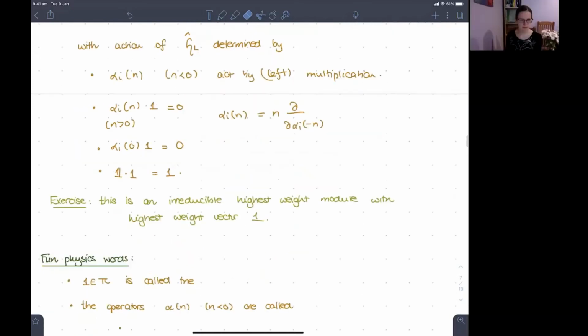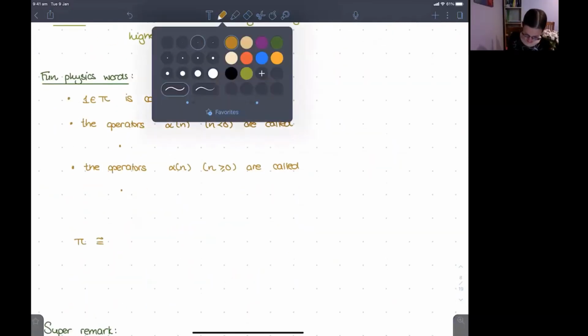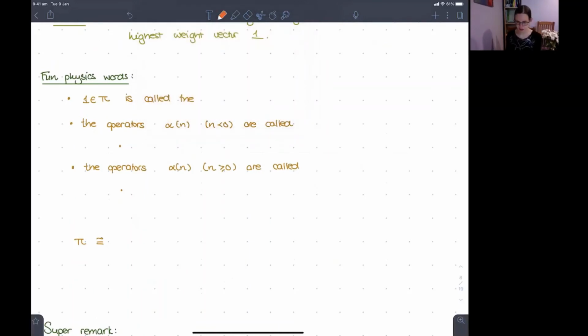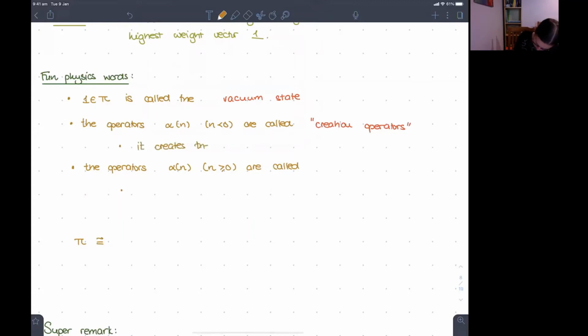Okay, and now we can say fun physics words and sound like we know what we're talking about. So this highest weight vector 1 is called the vacuum state. The operators alpha_n, where n is negative, are called creation operators. And they're called that because each alpha_n creates the state alpha_n, I'll say more about that in a second, from the vacuum 1.